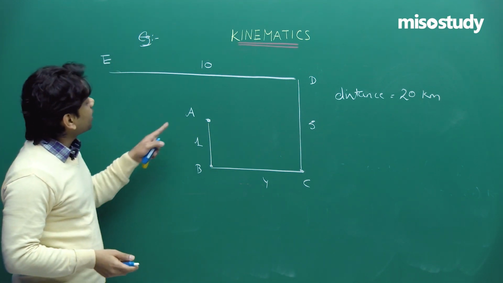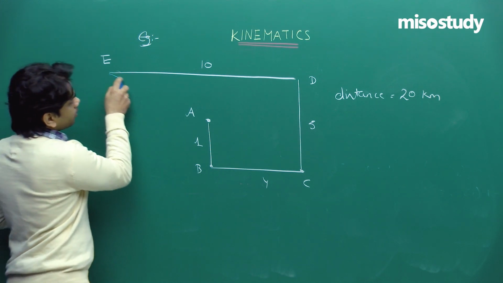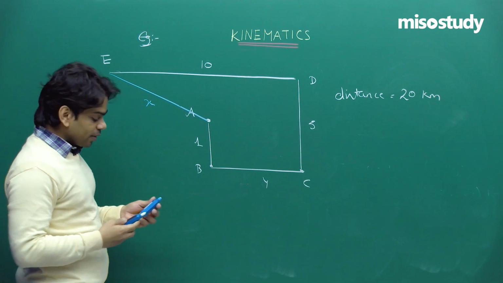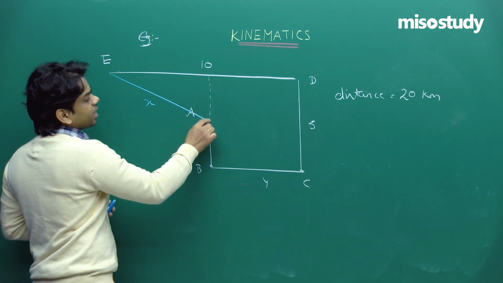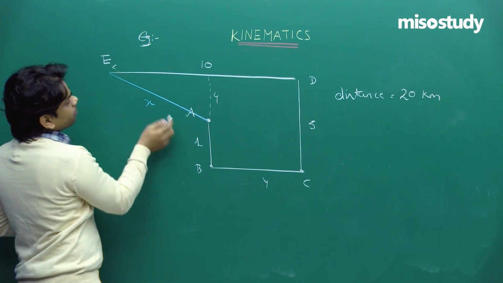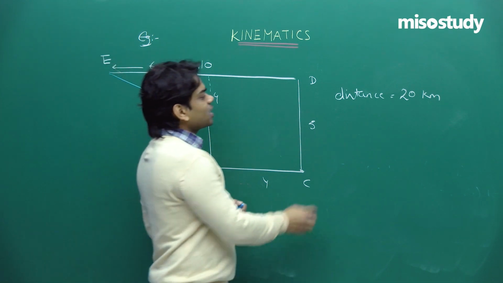So net displacement will come out to be: join the initial point to the final point. This will be the net displacement, let's call it x. Now see, to evaluate the value of x, this length you can check, it will come out to be 5 minus 1, that will be 4, and this length will be equal to 10 minus 4, that will be equal to 6.